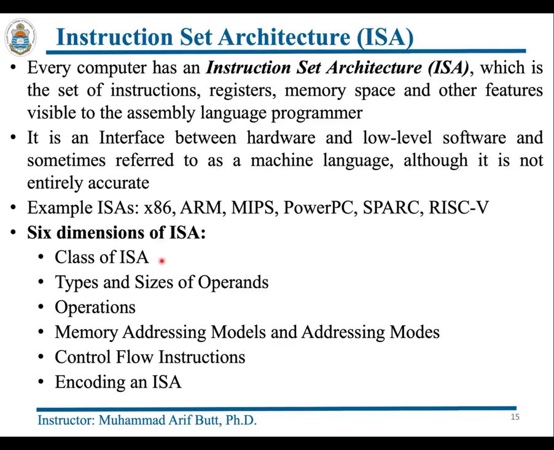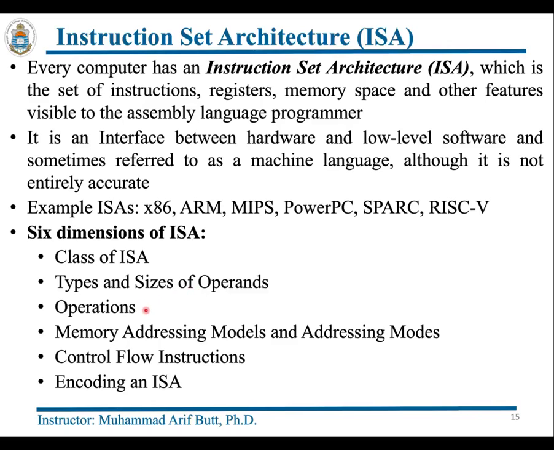The first is the class of ISA. Well, dear students, there are different classes of the instruction set architecture. The main 3 are the stack-based architecture, the single accumulator architecture, and the general purpose architecture. The second dimension is the types and size of operands. By that I mean what is the size of the operand that the ISA supports? Is it 16 bit, 32 bits, or 64 bit? And what are the types, like the support of characters, integers, or floats?